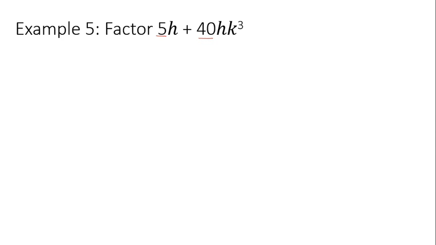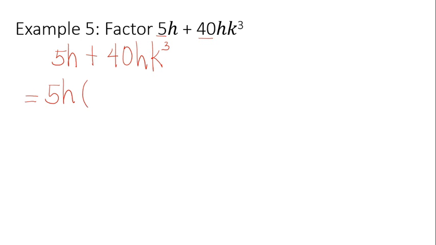But taking a look at the given, 5h plus 40hk cubed, they have a common factor, which is 5h. Now, let's get the other factor. 5h divided by 5h is 1, plus 40hk cubed divided by 5h, the answer is 8k cubed. 1 plus 8k cubed, which is the other factor, can still be factored. It is a sum of two cubes now.